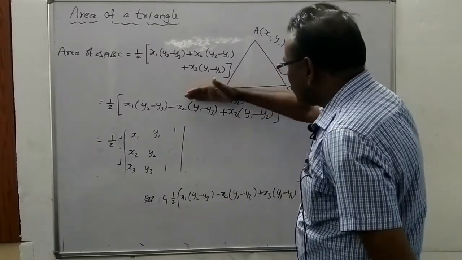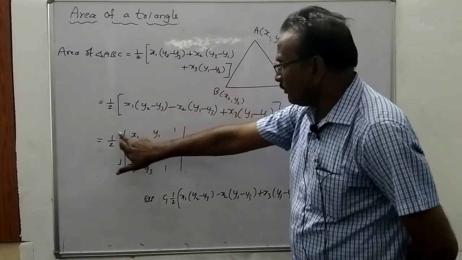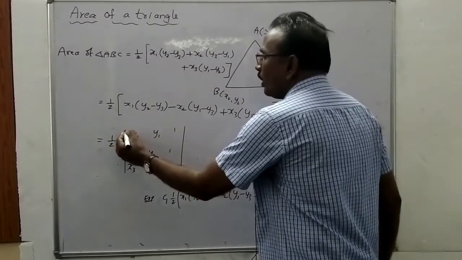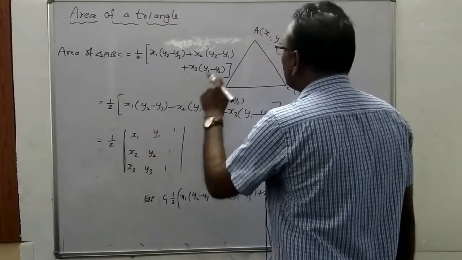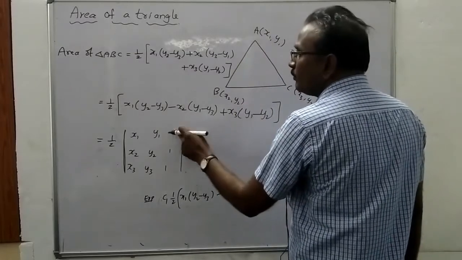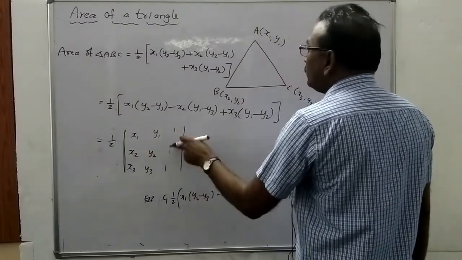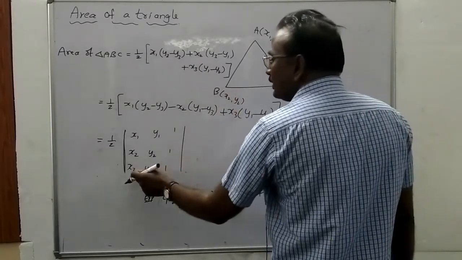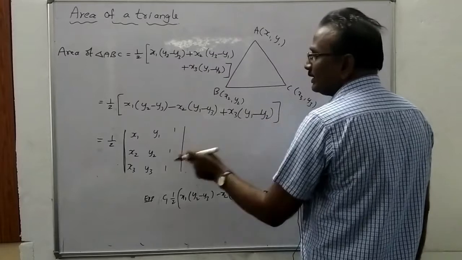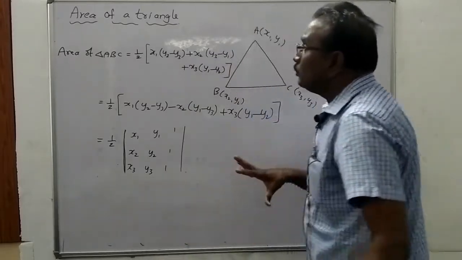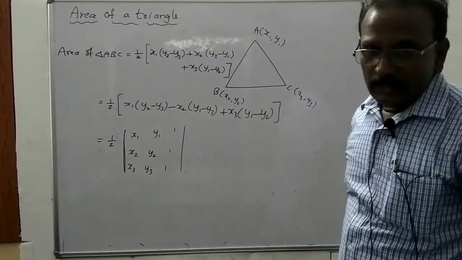Therefore this expression is the same as half into the determinant of x1, y1, 1, where x1, y1 are the coordinates of A with third column 1; x2, y2, 1, the coordinates of B; and x3, y3, 1, the coordinates of C. So this is the formula to find the area of a triangle whose vertices are given, using determinants.